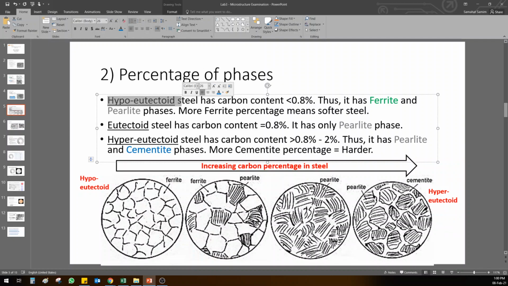Okay, remember. So what you will find in the microstructure of hypoeutectoid steel is ferrite and pearlite phases mainly. These two will be there, and then you can say it's hypoeutectoid. More ferrite percentage means softer steel. So hypoeutectoid steels are soft in nature.